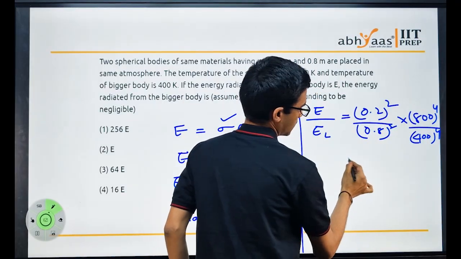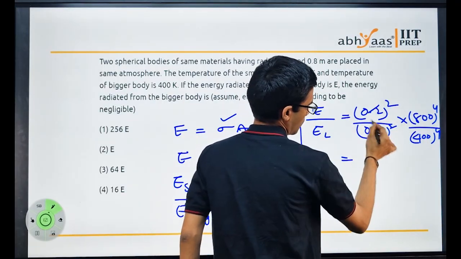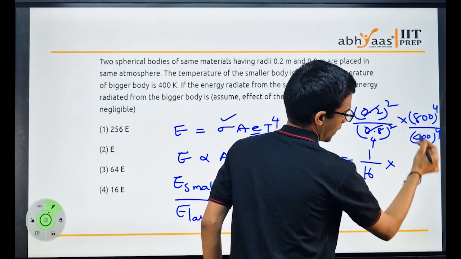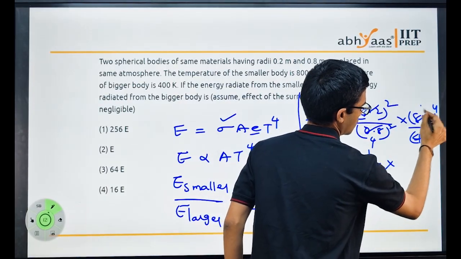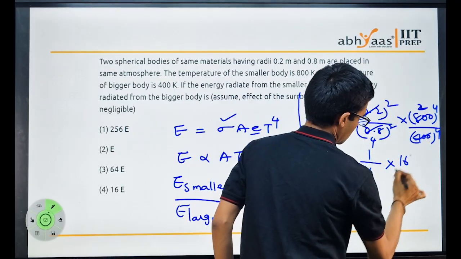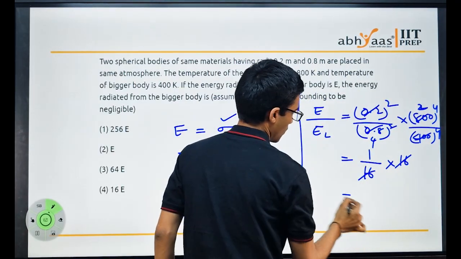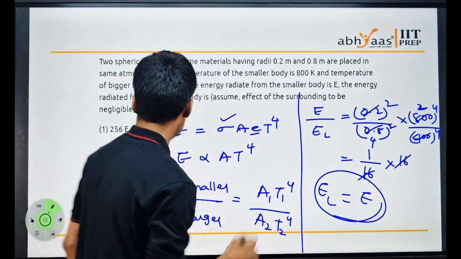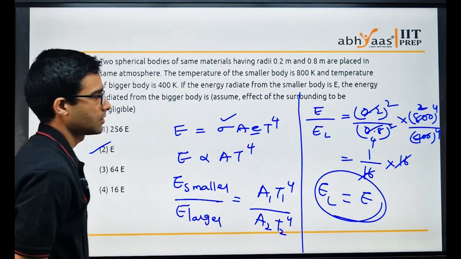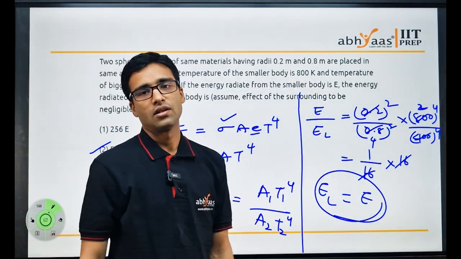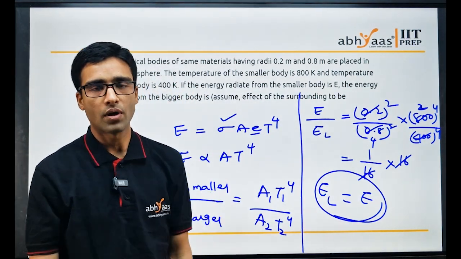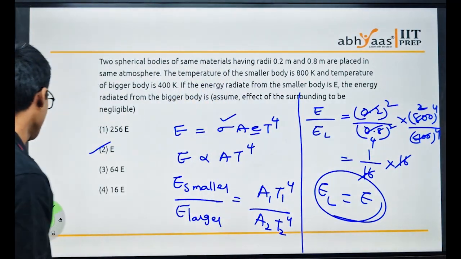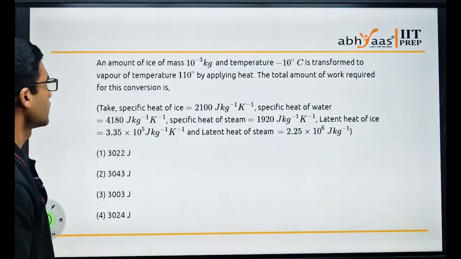If you try to see this, 0.2 by 0.8 is 2 fourths, 1 by 4 square is 1 by 16. Directly I am writing 800 by 400, that is 2 power of 4, which is 16. So again you will get the same value. E larger is equal to E only. Simple one. So that means the second option directly. Hardly 2 or 3 steps only, based on the direct formula and small calculation, you are straight away getting the answer. Simple question.